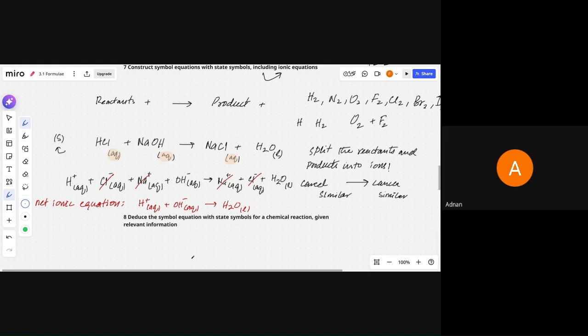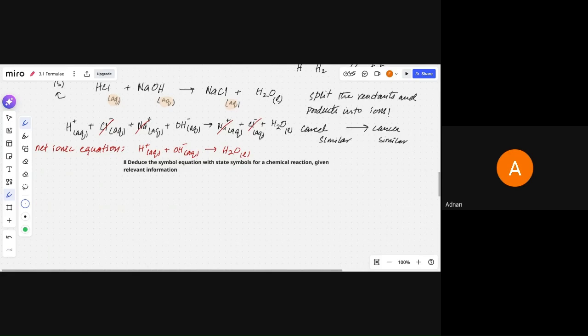Okay, now we move on to the final topic, which says deduce the symbol equation with state symbols for a chemical reaction given relevant information. So again, they are repeating these topics again and again. I don't know why, but let's say the question says construct a symbol equation with state symbols.